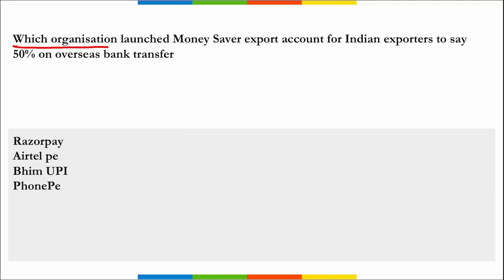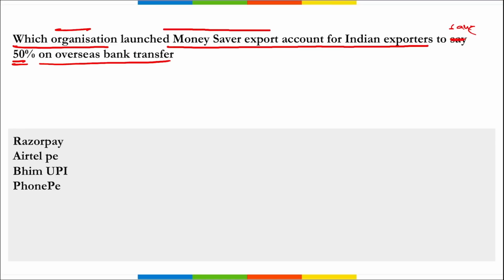Next is, which organization launched Money Saver Export account for Indian exporters to save 15% on overseas bank transfer? So this Money Saver Export account for Indian exporters was launched by Razorpay. This is a fintech company that has announced this Money Saver Export account. Correct? And this was built specifically for saving 15% on international bank transfer for Indian exporters.